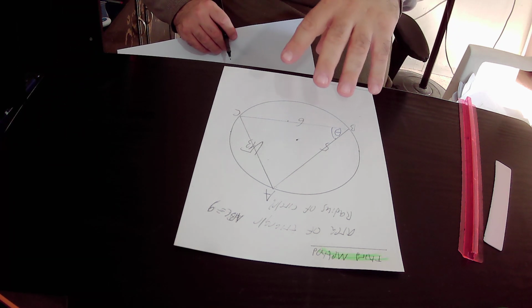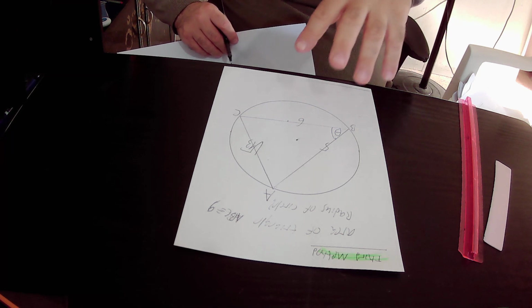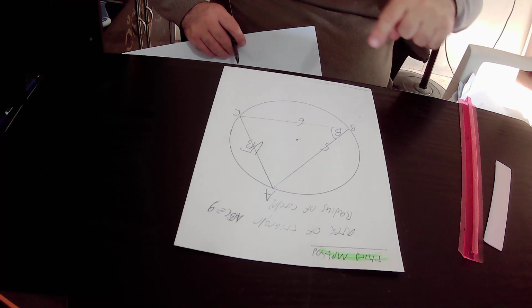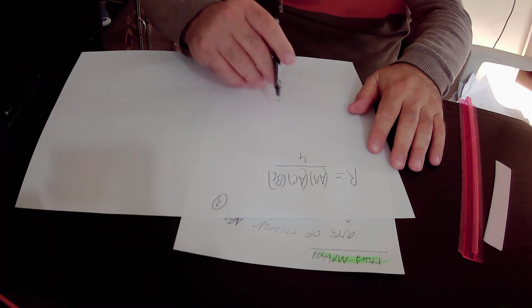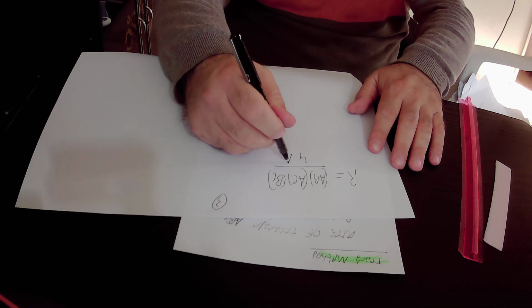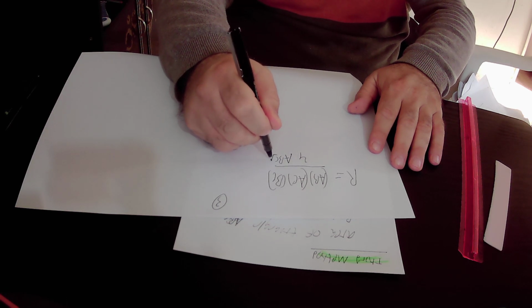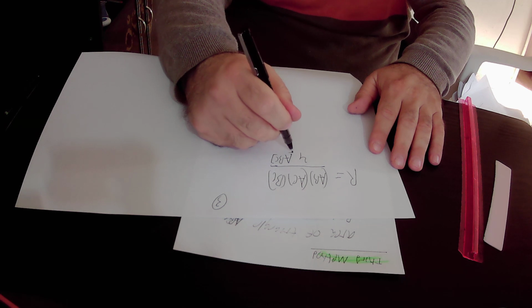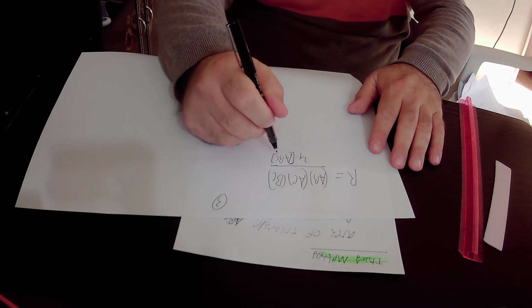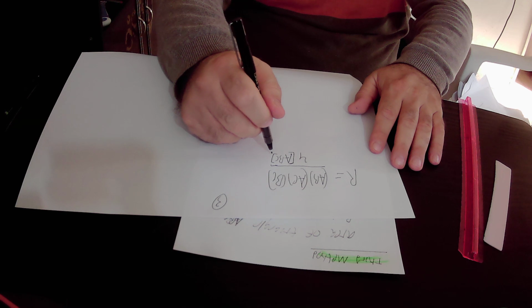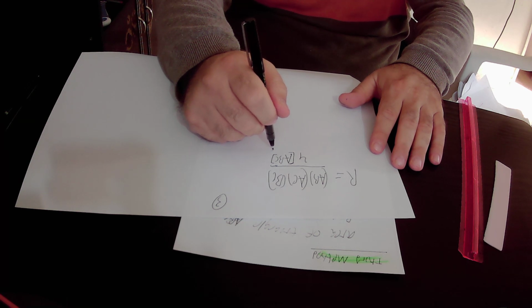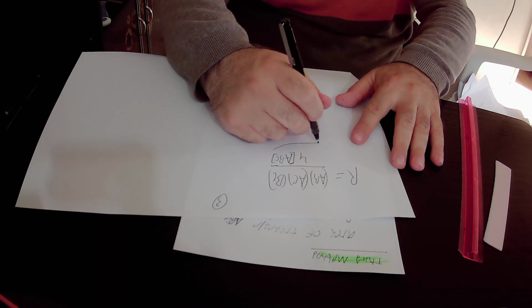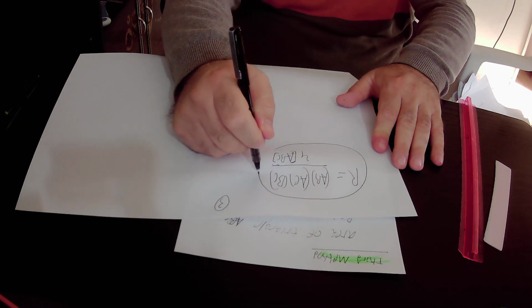In this case, triangle ABC is blocked by this circle, or triangle ABC is described by this circle. So it is 4 times the area of triangle ABC. In our case, it's triangle ABC, but it could be any triangle. So this formula is valid for any circle that blocks a triangle inside it, because triangle ABC could be any triangle.